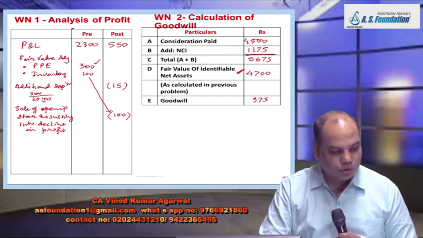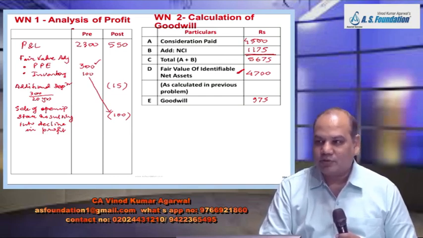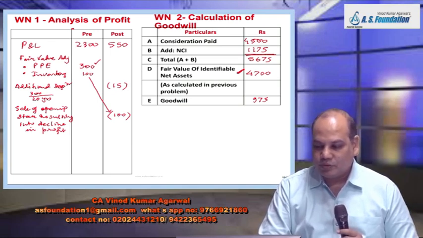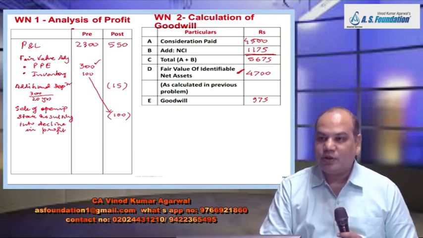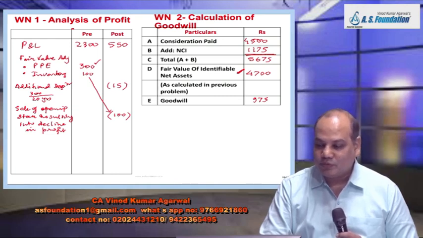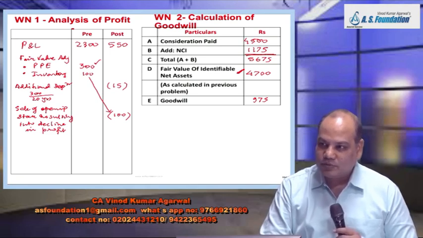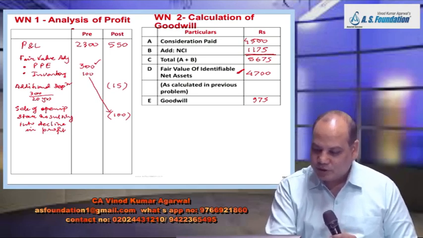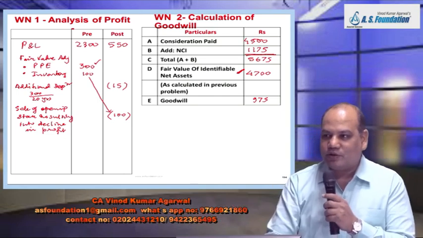What about this goodwill impairment? Should I write that also? No. NCI is based on proportionate share in net asset. So NCI will not share the impairment of goodwill. Okay, so don't write. If you write it, it will get allocated to NCI also.